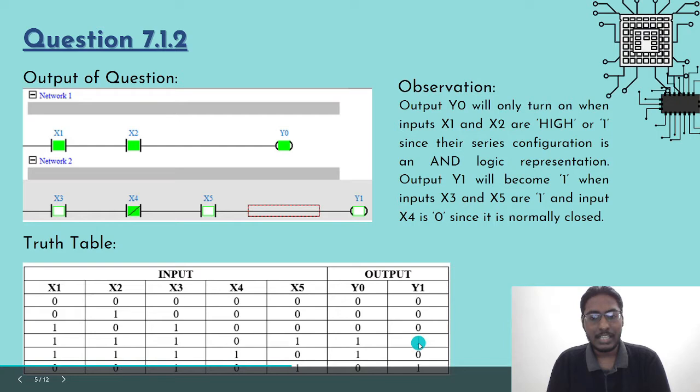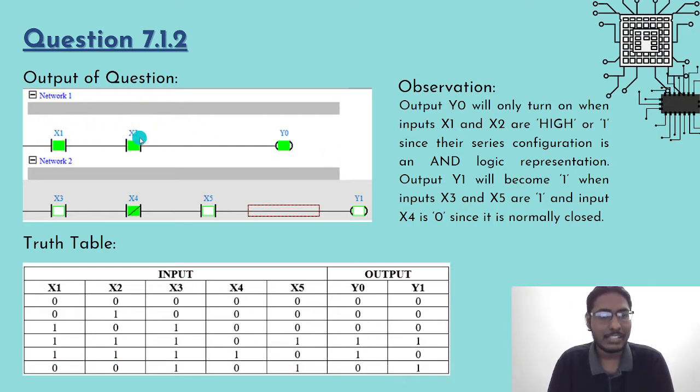As we can see here, the light turns on. For network 1, it turns on only when x1 and x2 are 1 because they are imitating an AND configuration in this network. Similarly, network 2 is the same. However, x4 is normally closed, which means that when the input logic at contact x4 is 0, the current will pass through this contact.